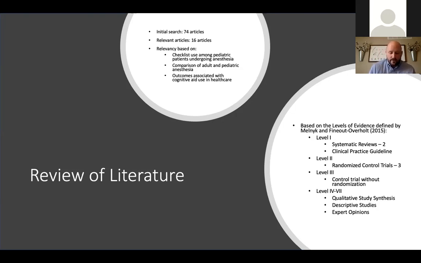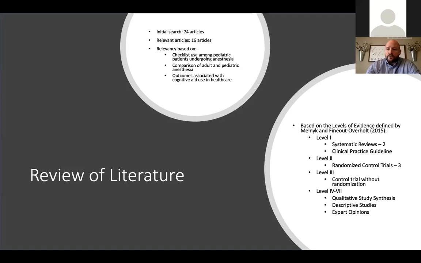Articles were then identified as relevant based on checklist use among pediatric patients undergoing anesthesia, comparison of adult and pediatric anesthesia, and outcomes associated with cognitive aid use in healthcare. Articles identified as relevant were then assigned a level of evidence based on the levels of evidence identified by Melnyk and Fineout-Overholt.